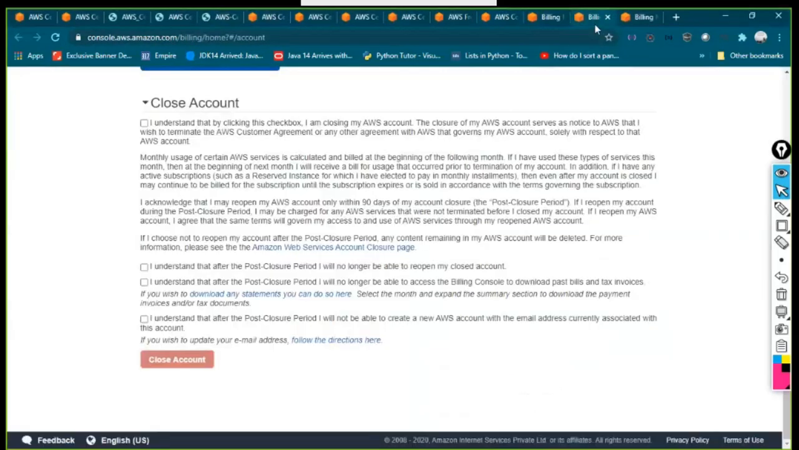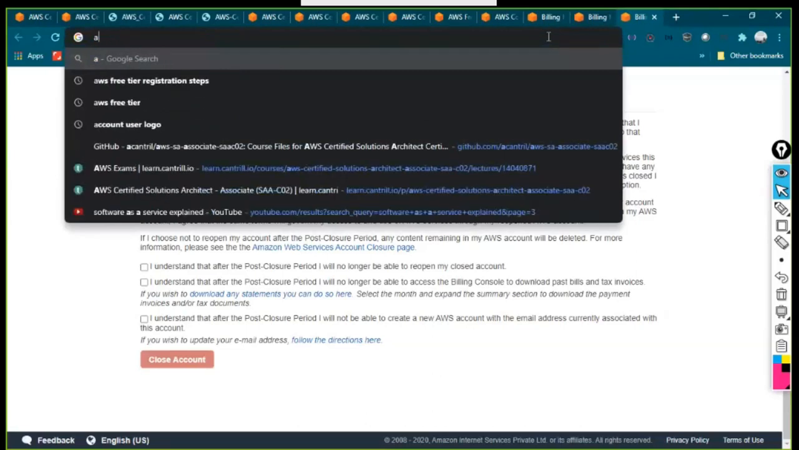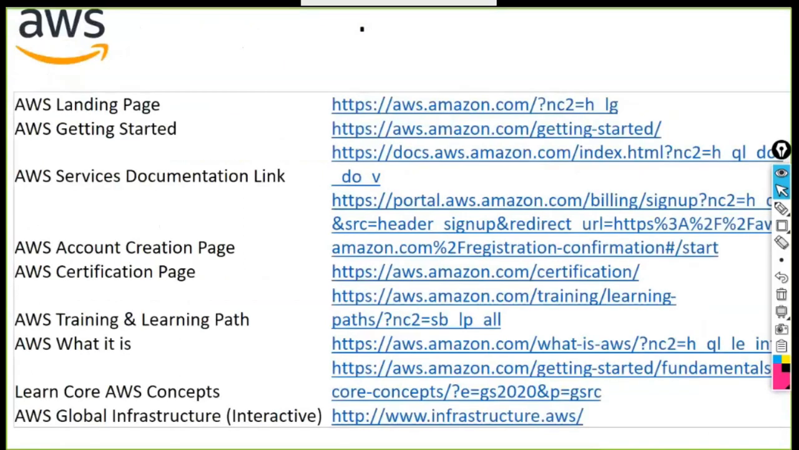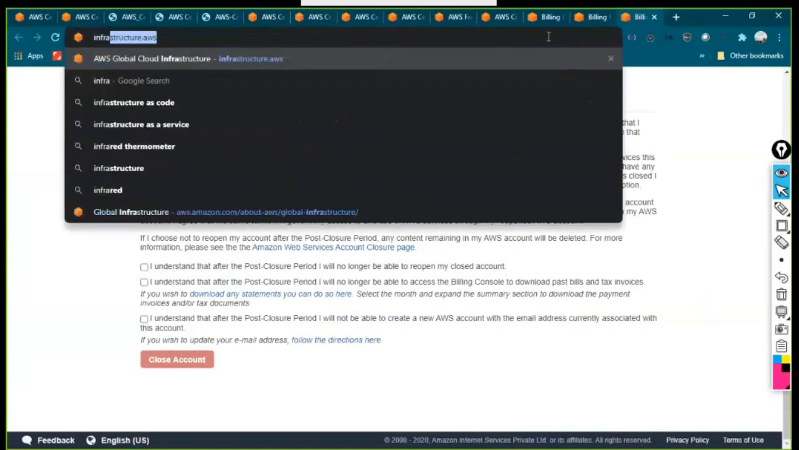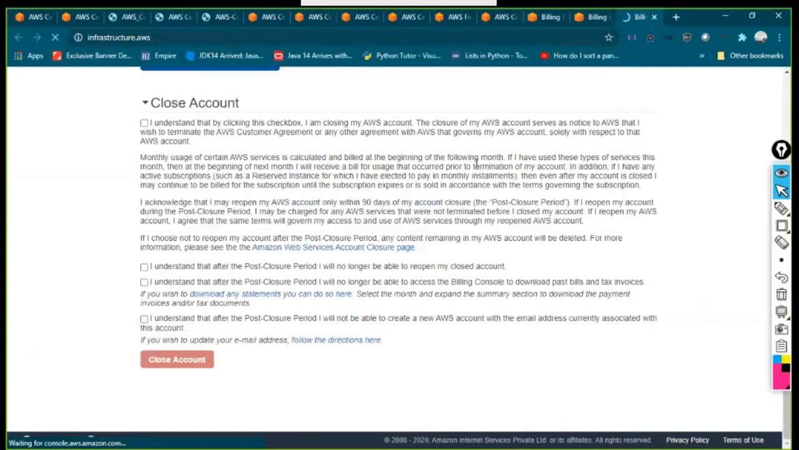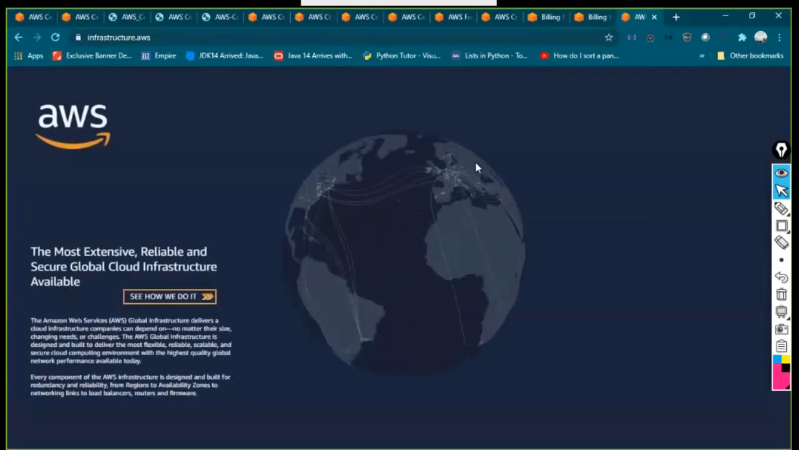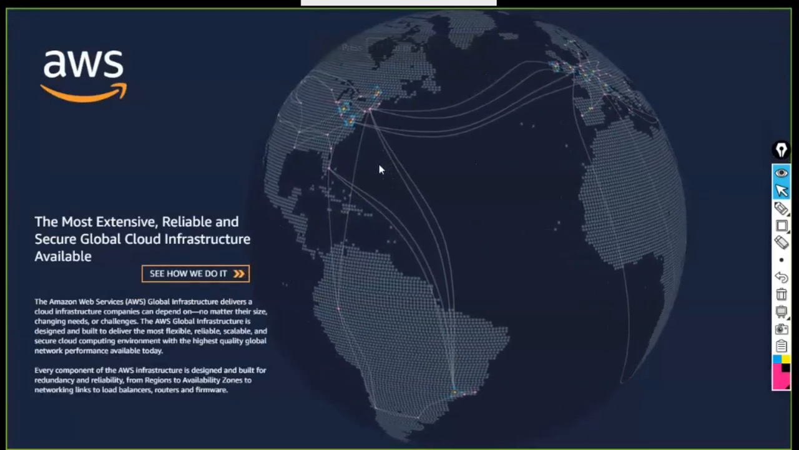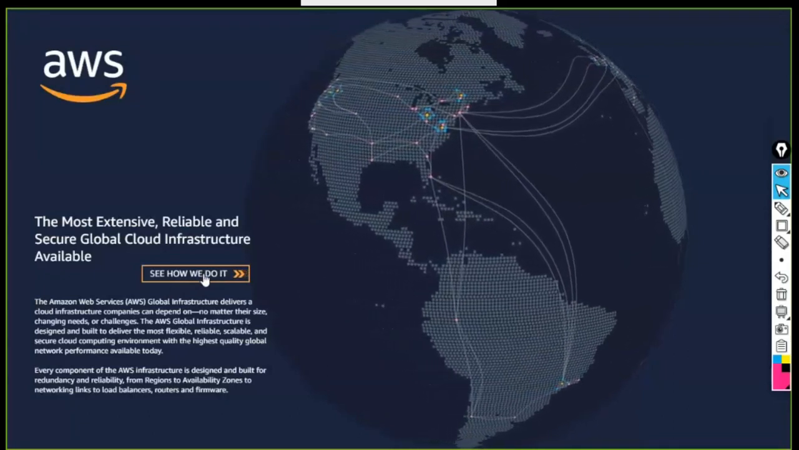One last thing that I would like to explain, and then we'll wind up, is the AWS infrastructure. I guess the slide is here. Infrastructure.aws. This portal will help us understand the complete AWS infrastructure in a more interactive way. I advise all the beginners to go and explore this. See how we do it, here is the link, and you can click that.